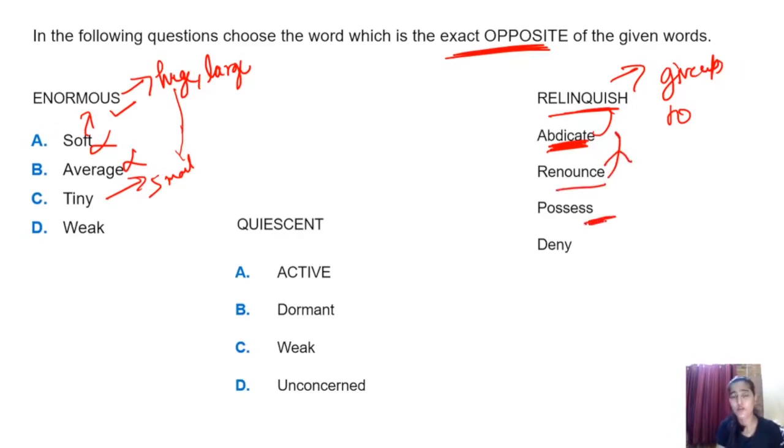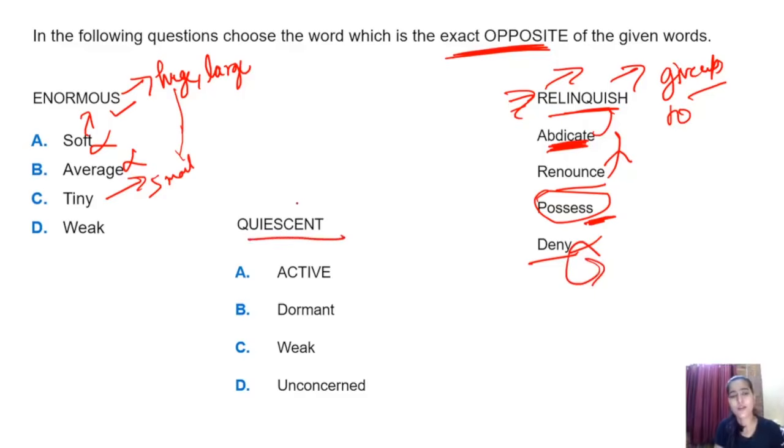Possess means to occupy something, to gain something. This word is related with giving up, to leave something, and possess means to get something, to get access to something. So obviously possess will be the antonym of relinquish. And deny is nowhere related. Deny means to refuse something, right?